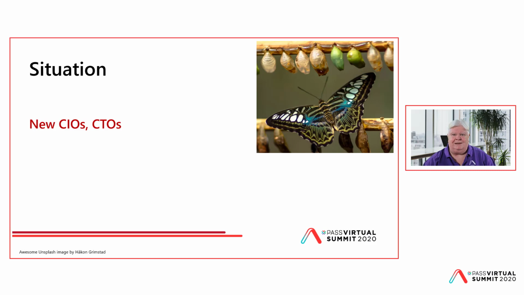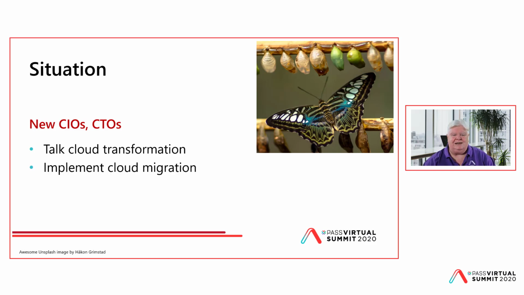What's happening instead is that new CIOs or CTOs are appearing in the company. Whenever I talk to them, they talk about wanting to make a cloud transformation. But what I see nearly all the time is that they implement a cloud migration instead. All they're doing is picking things up and moving them into the cloud, and the problem is they're not transforming anything.